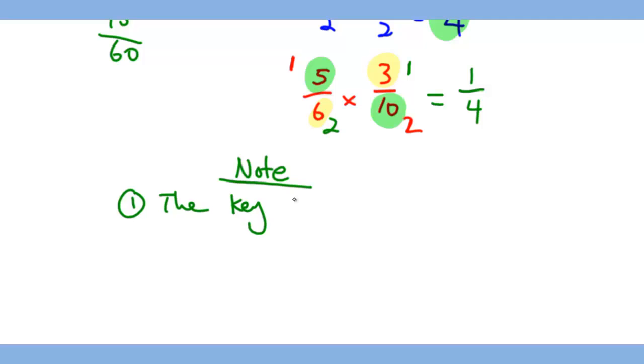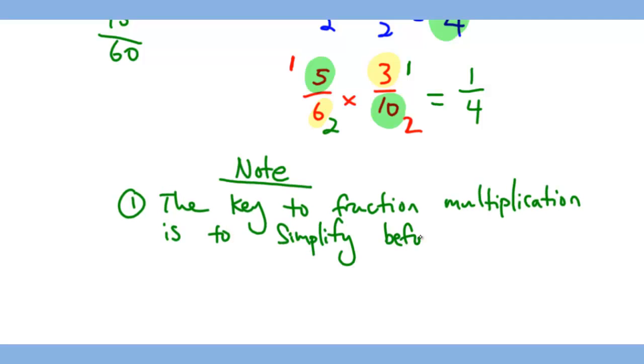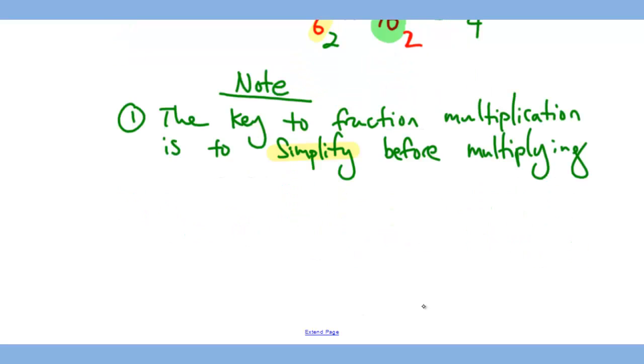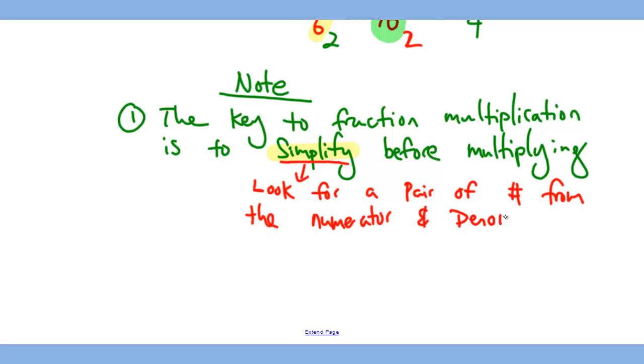The key to fraction multiplication is to simplify before you multiply. And the important thing about simplifying is to look for a number in the numerator and a number in the denominator that shares a common factor.